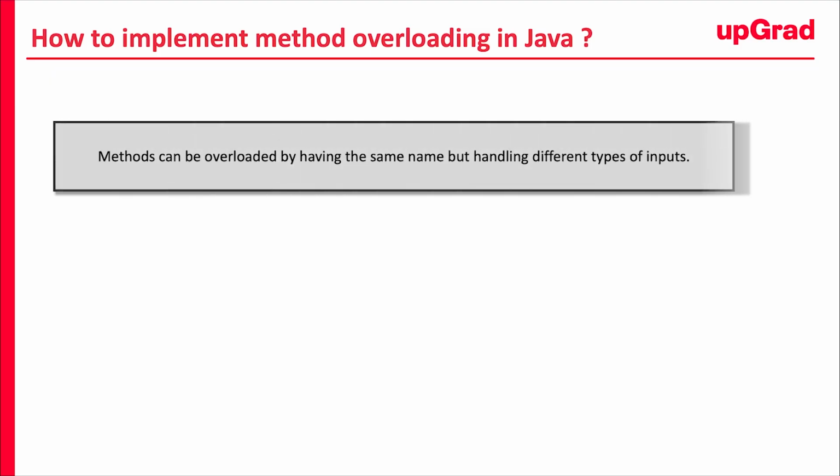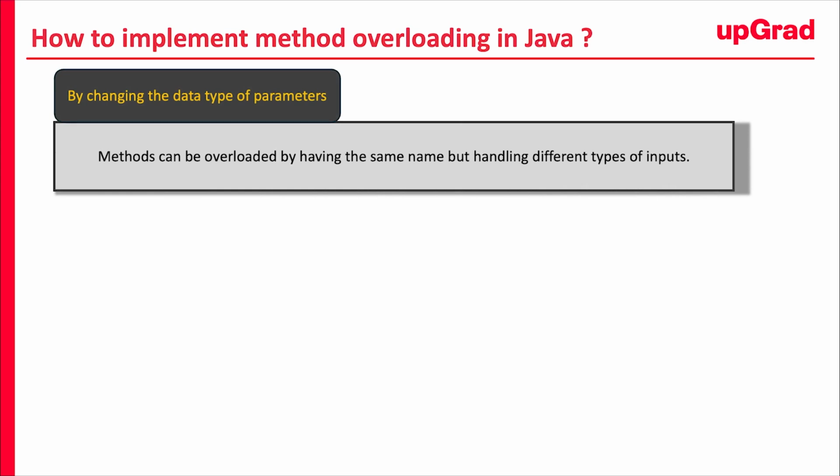Now coming to the second part, that is method overloading by changing the data type of parameters. As its name suggests, in this case we will change the data type of parameters rather than the number of parameters. It's another way to implement method overloading, like changing the data type, whether it is string, int, or double. By changing the data type of parameters, methods can be overloaded by having the same name but handling different types of inputs.